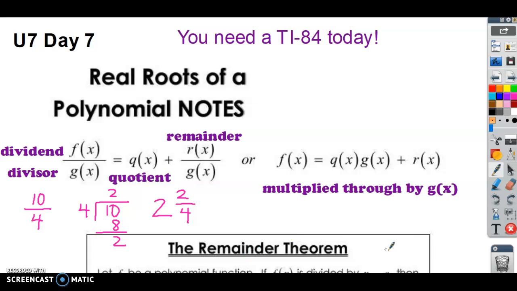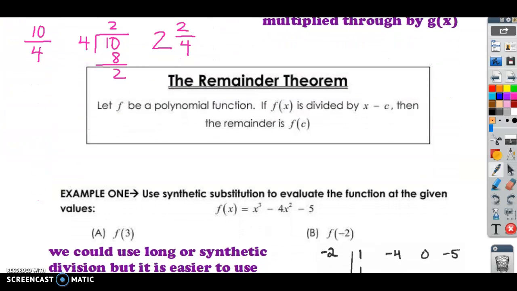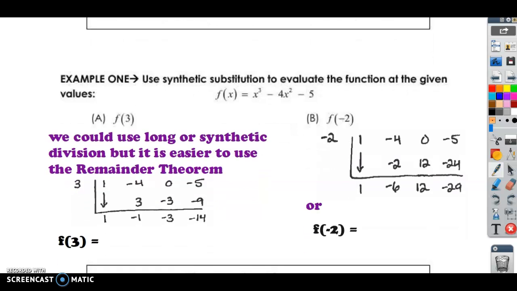If you need to watch the previous video, go ahead and do that. Another way to write this is if I took the entire equation here and multiplied through by the denominator, that would give me f of x equals q of x times g of x plus r of x. So the remainder theorem says: let f be a polynomial function. If f of x is divided by x minus c, in that form, then the remainder is f of c.